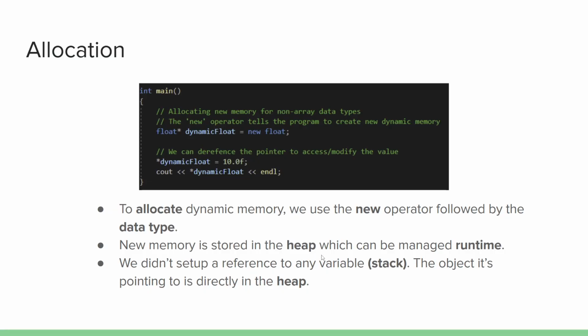New memory is stored in the heap, which is again during the runtime, which can be managed at runtime. So we didn't set up a reference to any variable. The object it's pointing to is directly in the heap. Okay, so this is what it looks like. We can access the value also using asterisk dynamicFloat.